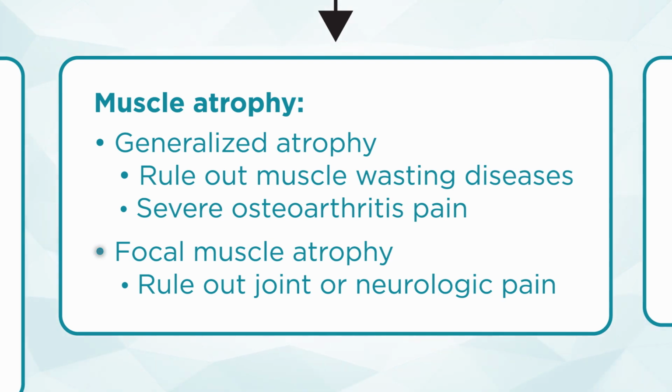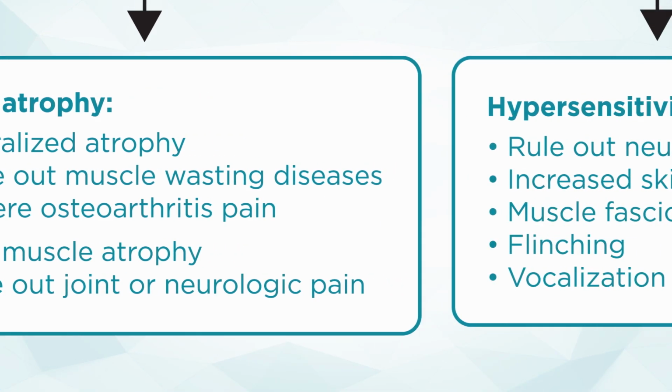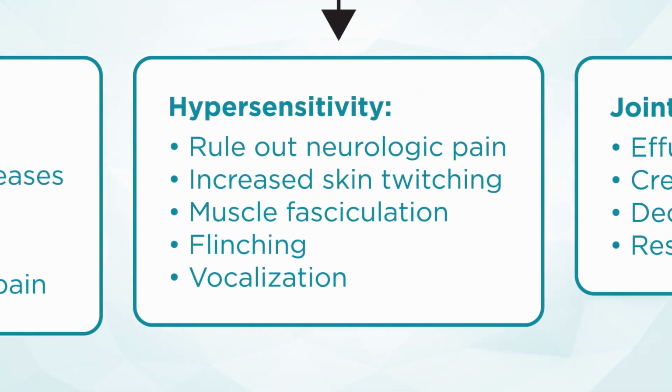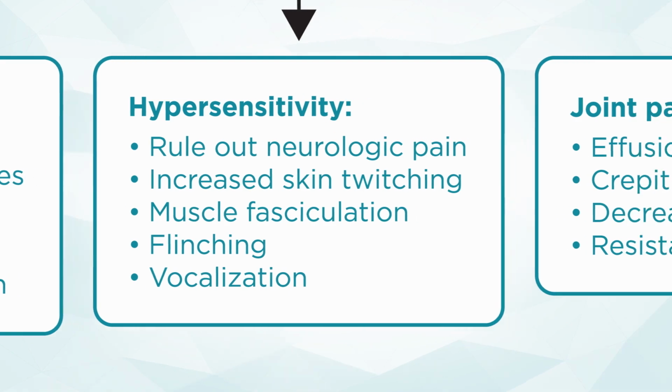Then look for focal muscle atrophy. Feel for asymmetry. If you're seeing asymmetry, ensure that you rule out not just joint pain, but neurologic pain as well. I'm also looking for hypersensitivity. We want to rule out neurologic pain, but we also want to look for increased skin twitching, muscle fasciculations, and flinching, and even vocalization as we're touching the muscles, as all of these things indicate maladaptive pain.